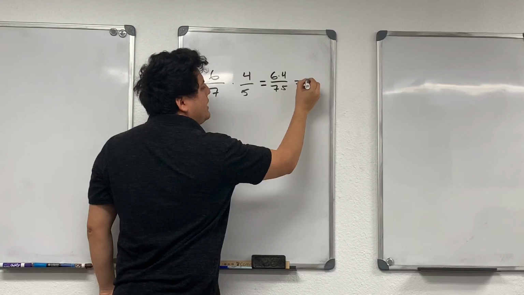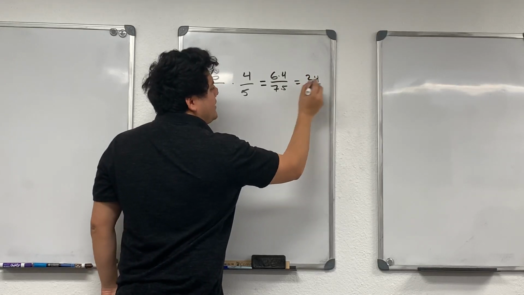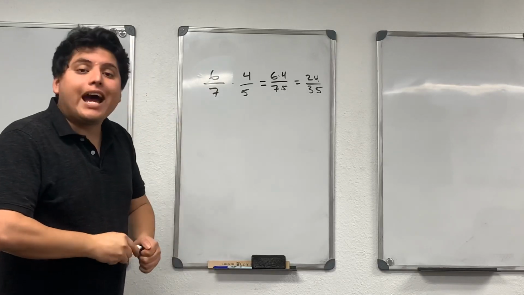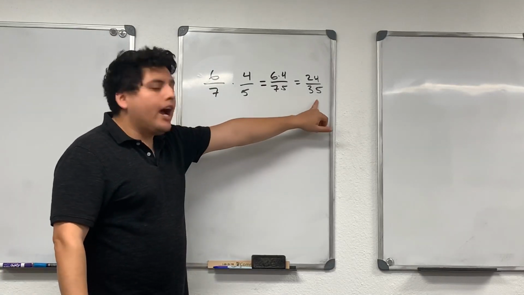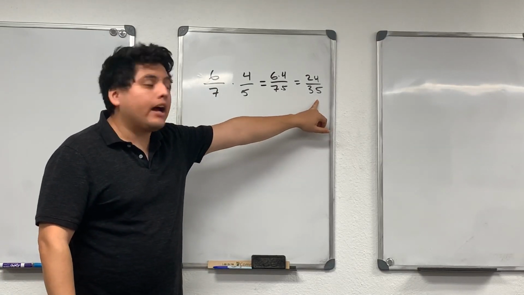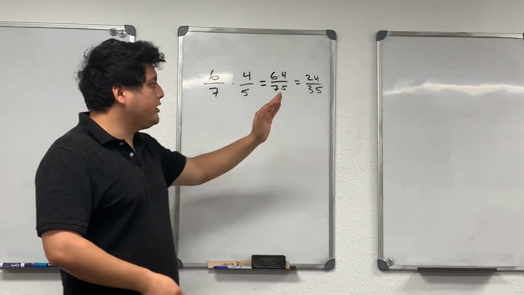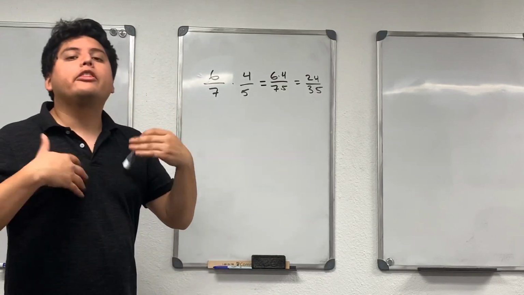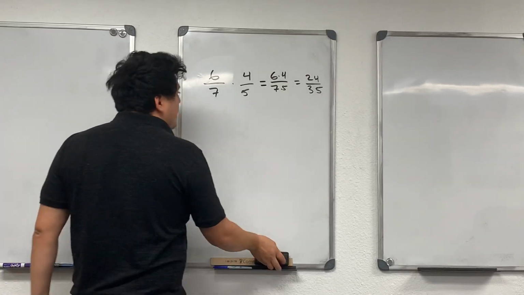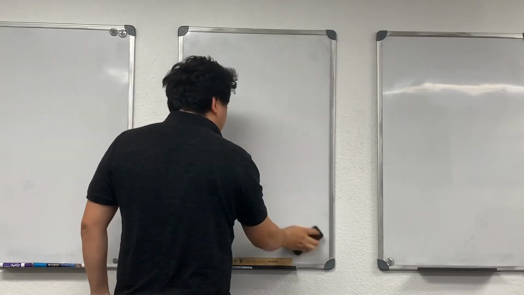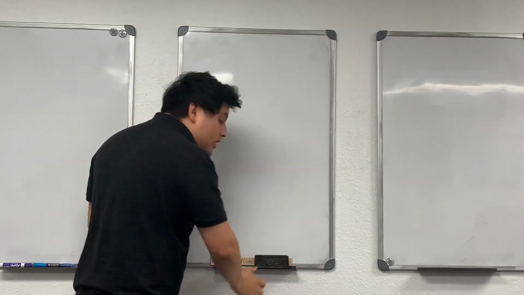6 times 4 is 24. 7 times 5 is 35. And it turns out that 35 does not have any common factors with 24. Therefore, your solution is just 24 over 35. Now, what happens if I have something a little bit different?